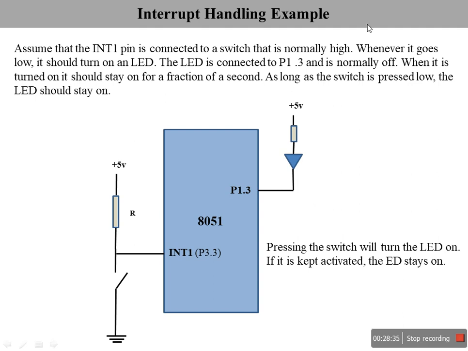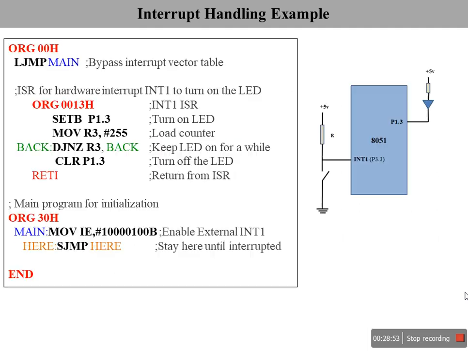As long as the switch is pressed, the LED should stay on, and if it is continuously pressed, it should be continuously on. So pressing the switch will turn the LED on, and if it is kept activated, the LED stays on. Let's look at a piece of code here.